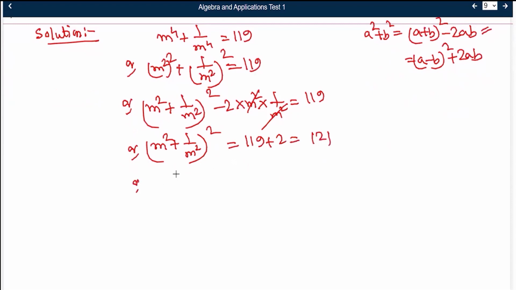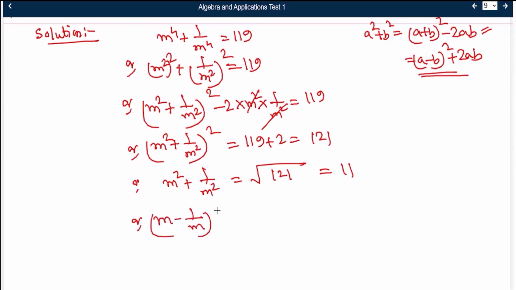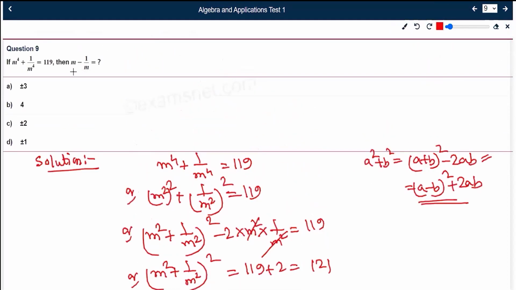121. Let's square root both the sides. So m square plus 1 by m square equals root under 121, that would result in 11, correct? Again, we can see it's in the form of a square plus b square, but this time we are going to use the second result over here. That means m minus 1 by m whole square plus 2 multiplied by m multiplied by 1 by m equals 11, correct? Why? Because we are required to find the value of the expression m minus 1 by m.